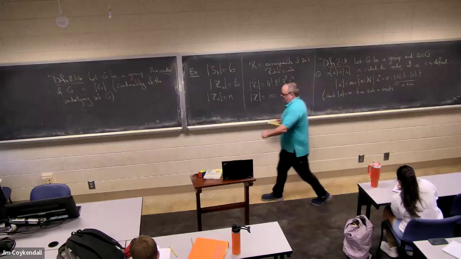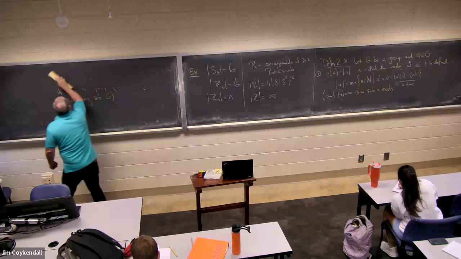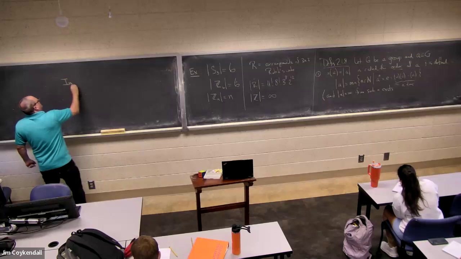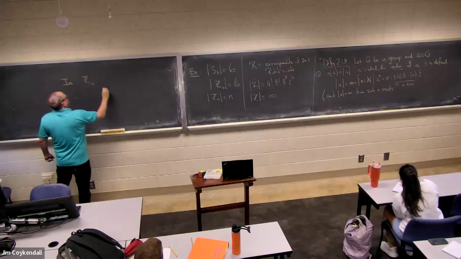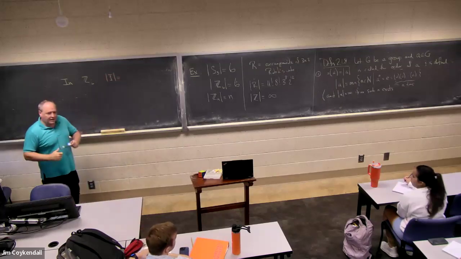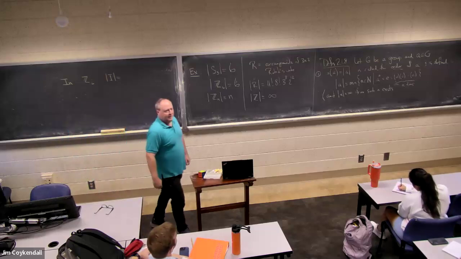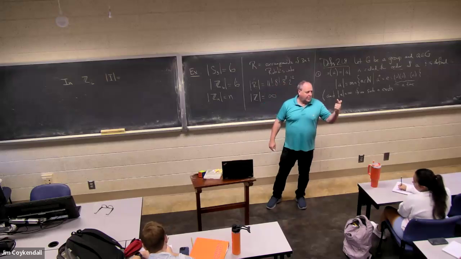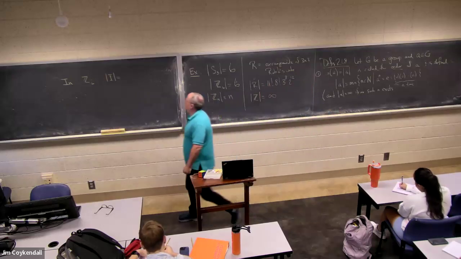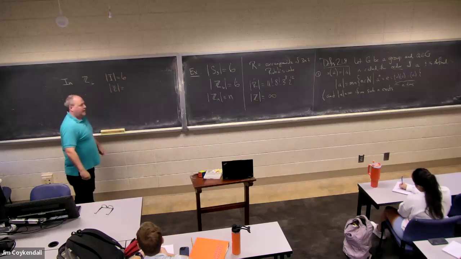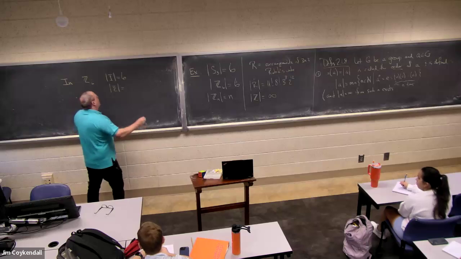I've got a second part of this definition, but let me do a quick example here. In Z6, the order of one bar is, how many times do I have to combine one bar with itself to get the identity? 6. One bar plus one bar plus one bar plus one bar. What's the smallest number of times I can do that to get the 0, which is 6? This is 6. What's the order of two bar? 3. Agreed.